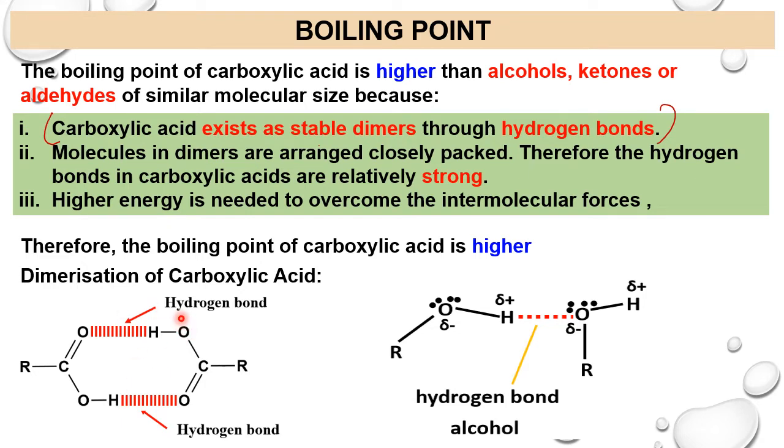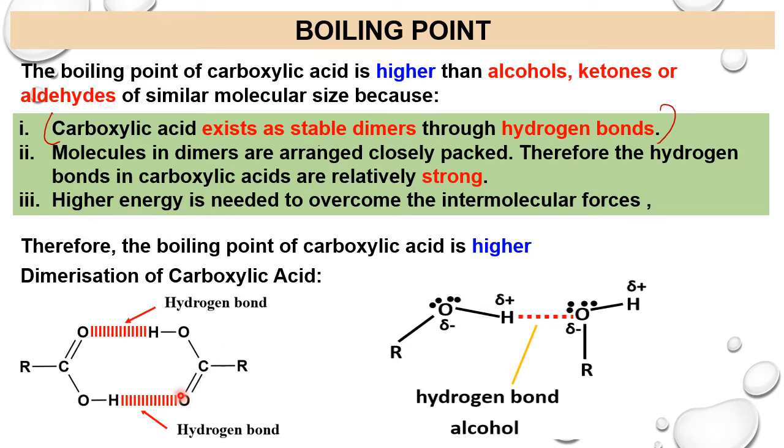Nanti kat sini pun boleh juga ada hydrogen bond. Sini pun boleh juga ada hydrogen bond. Same goes with here. Per molecule itself, per atom dekat sini, ada dua. Dekat sini cuma ada satu. So, sebab tu carboxylic acid has higher boiling point.